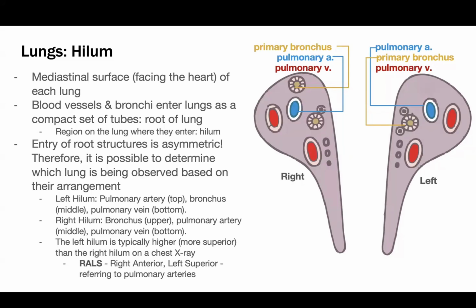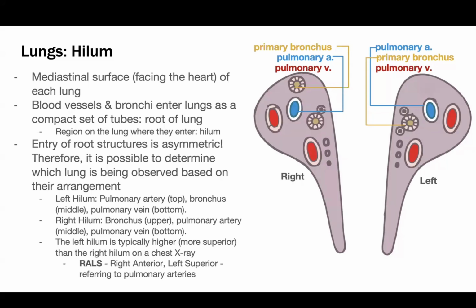Now, the arrangement of these structures is asymmetric. So knowing the arrangement is going to help you identify which lung you're looking at just from the hilum. There's a handy mnemonic for the pulmonary artery specifically. Think RALS: right anterior, left superior. So on your right hilum, the most superior structure is the bronchus, followed by the artery in the middle. On the left, the artery is at the top and the bronchus is in the middle. Your veins always lay low and are the most inferior structures.